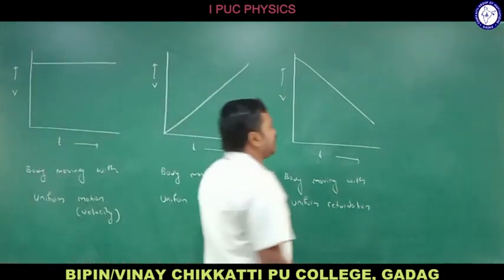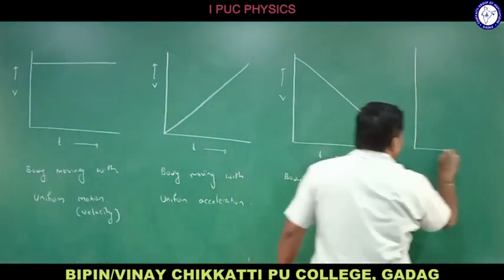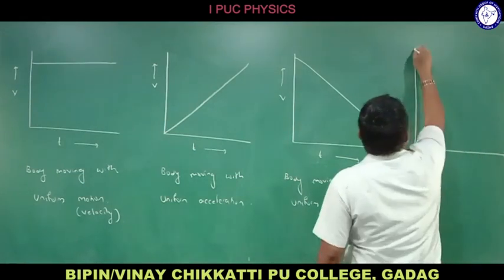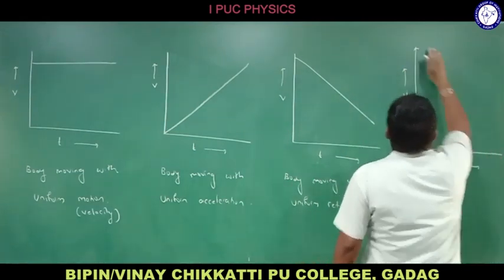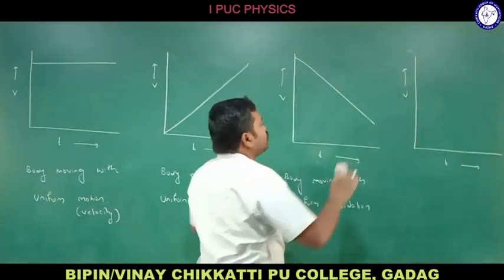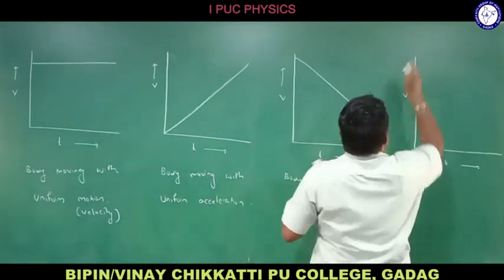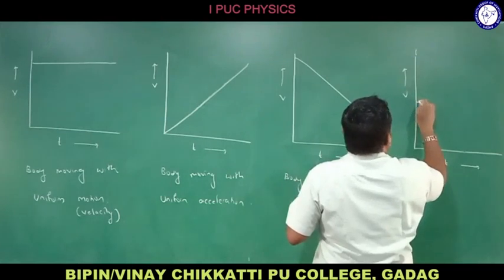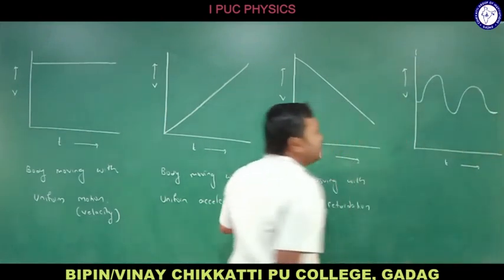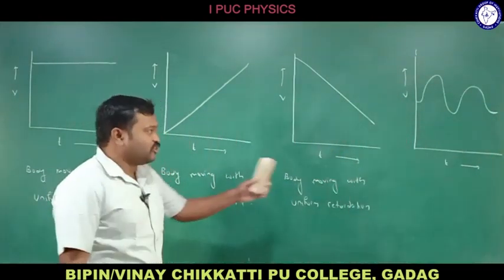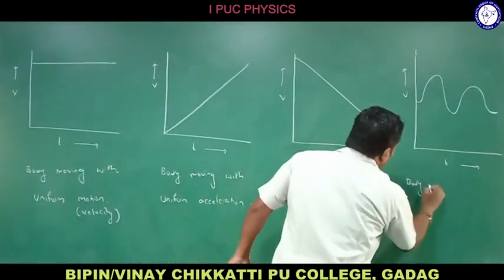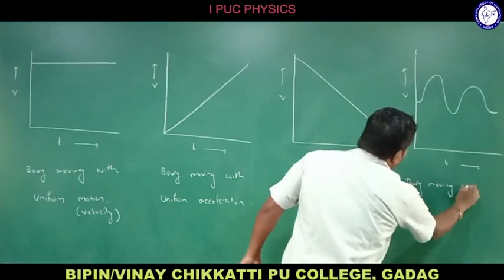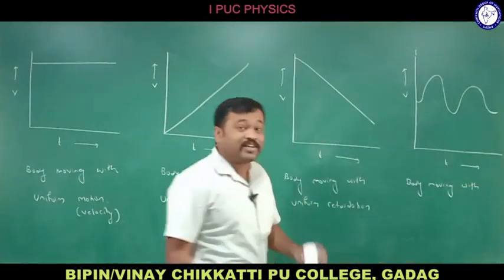Okay, let me take another graph now. This is the velocity time graph. Here let me take velocity and let me take time, right? Now, if I am plotting a velocity time graph and the graph is like this, what is the meaning of this? Here the body is moving, okay, just analyze what is happening.